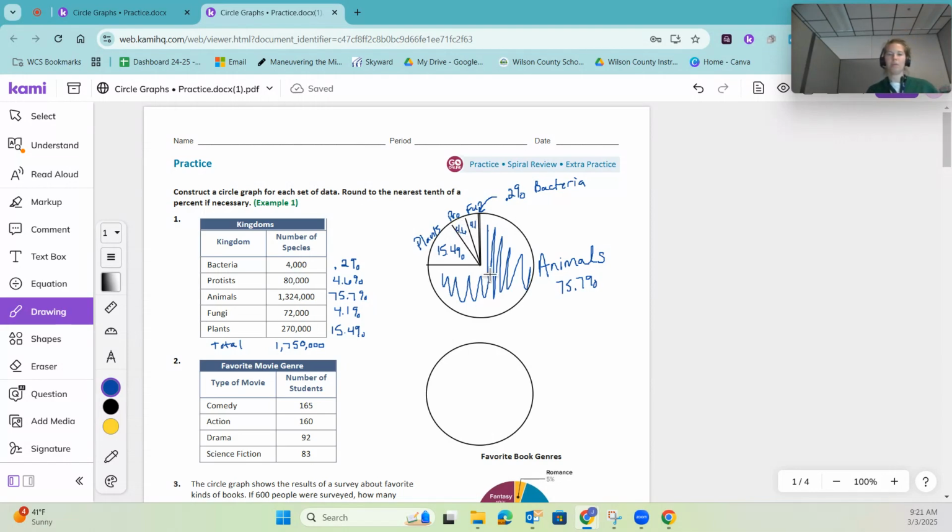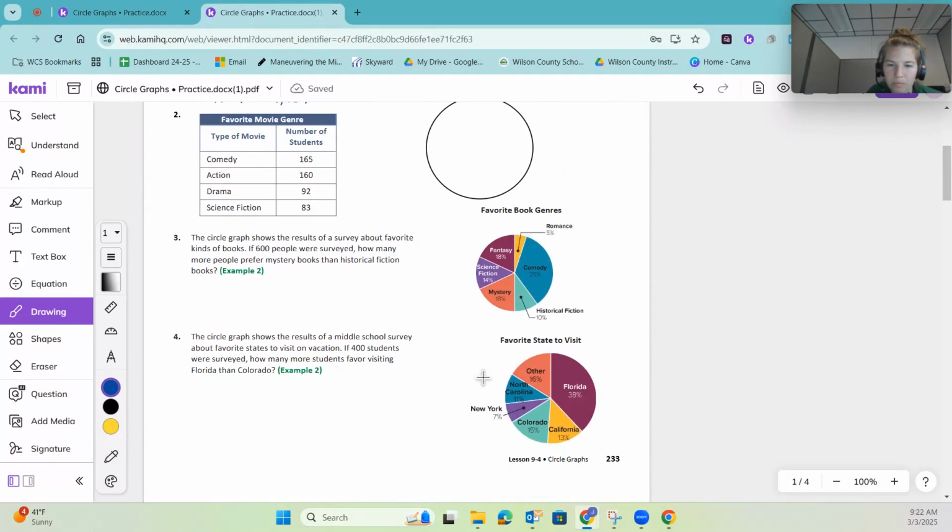Okay, so that's how we create a circle graph: you find your percentages and then you break it up on the graph. Okay, and I knew 75% was 3/4 of the graph because if I put 75 as a fraction, I get 3 out of 4. And so I divided that up into fourths in order to do that. All right. Now you can try number 2 on your own.